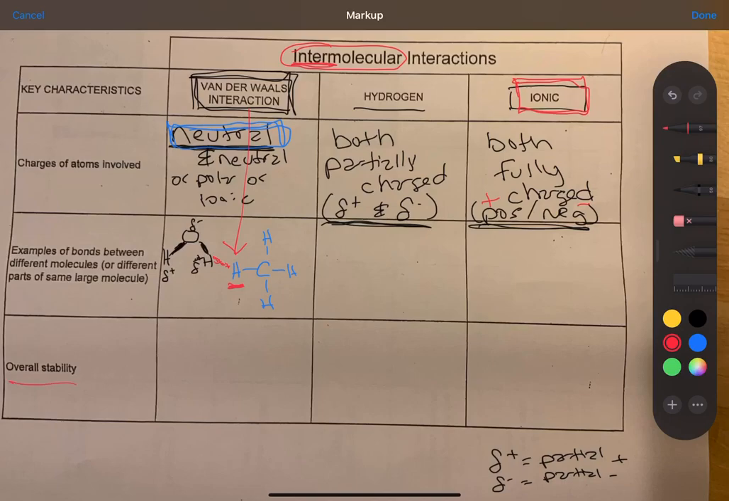And van der Waals interactions are low stability, and they're pretty fleeting. They don't last very long because there's not that cardinal rule being followed there. We don't have a partially positive attracted to a partially negative. We don't have a full positive attracted to a full negative. We've just got this neutral atom kind of hanging out near another atom. And so this is actually going to be our weakest intermolecular interaction. So van der Waals doesn't last very long.